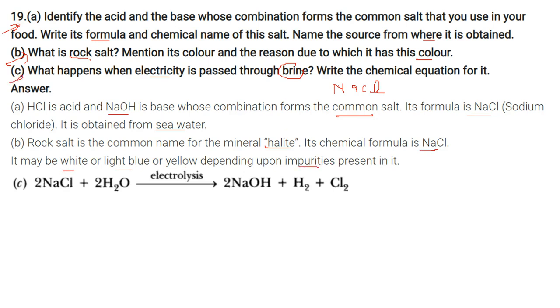For the third part, this NaCl and H2O, when electrolysis is done on it, this is brine solution, because of the presence of NaCl. It gives you NaOH, and hydrogen and chlorine are liberated.